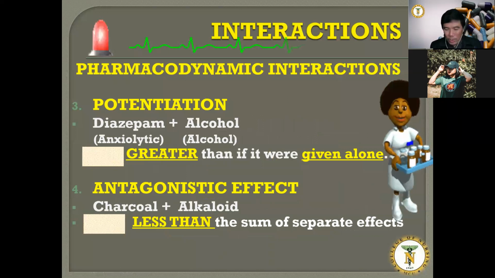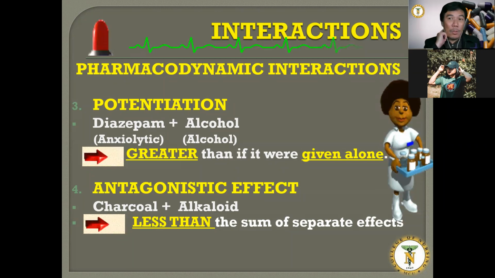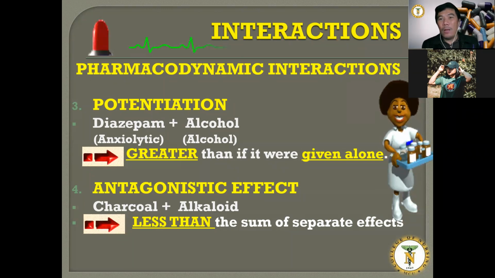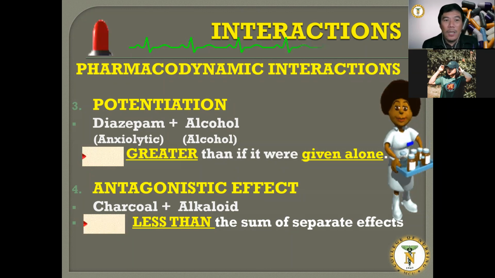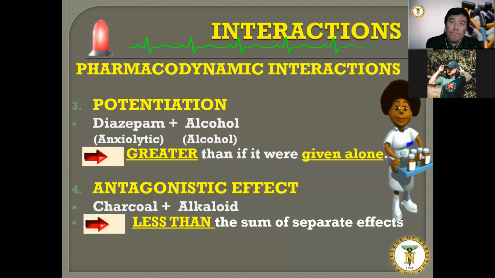Sa potentiation, a typical example, ito yung mga PAM. Di ba? We have an example of the common suffixes on PAM. Tsaka yung LAM. Yung PAM and LAM are anxiolytics. If you say lytic, disinhibit. Okay? Anxiety. So the anti-anxiety drug, which is diazepam, when mixed with alcohol, will have a greater effect.